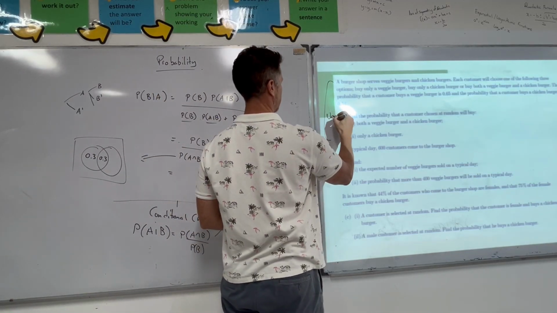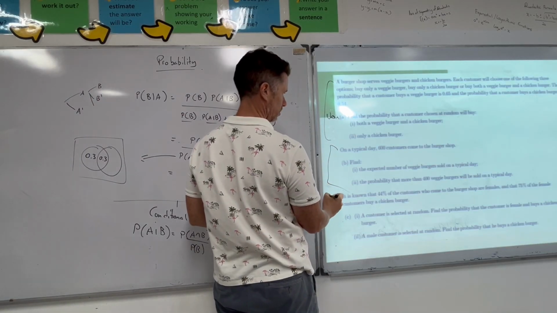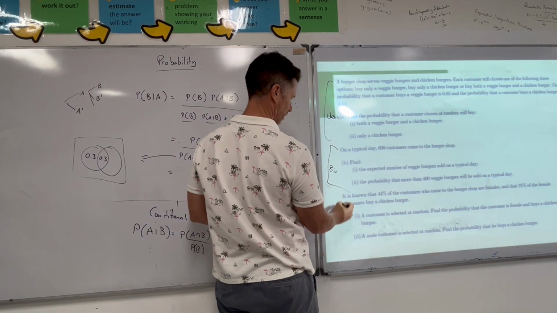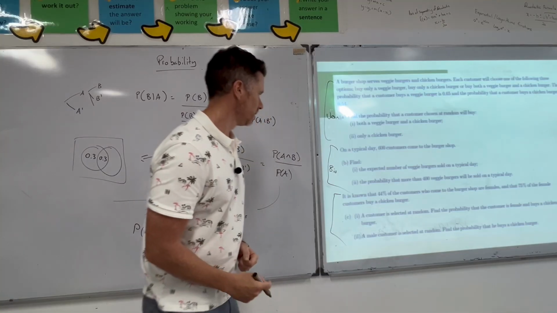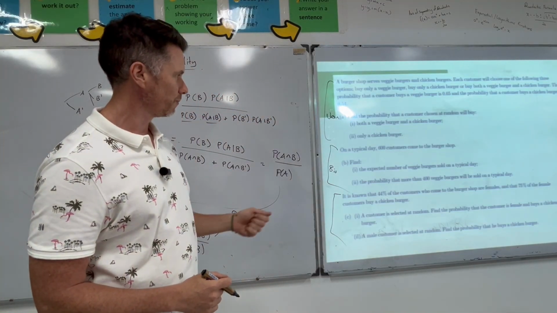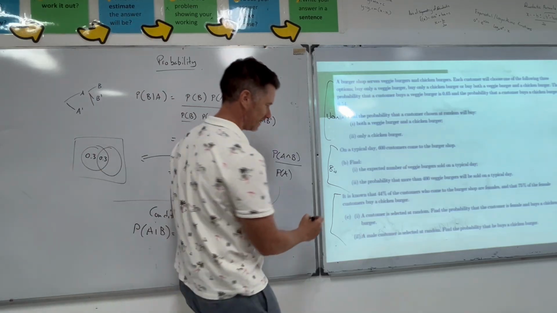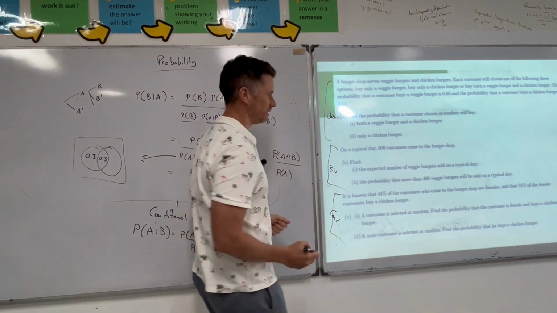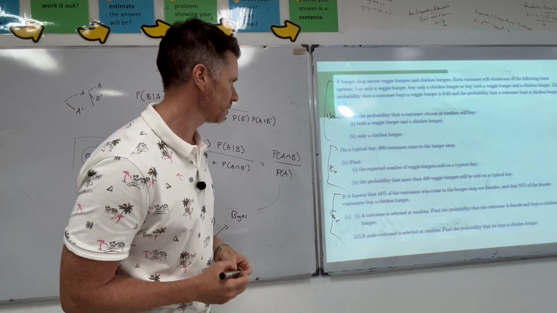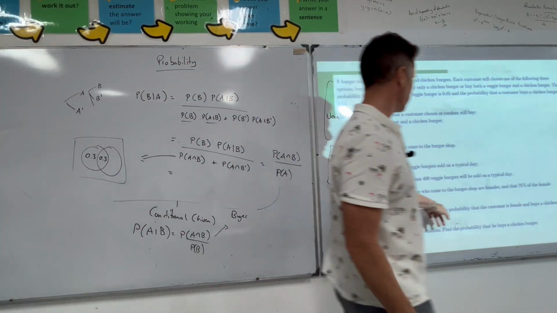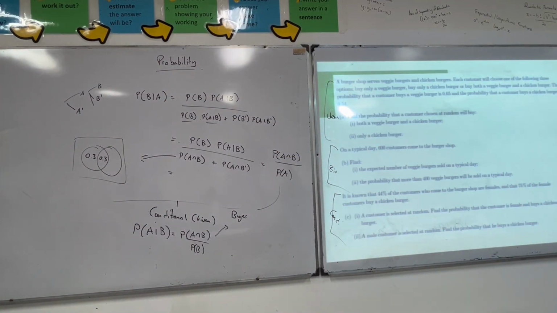I would do this as a Venn, and then I would switch here to binomial. I can already see here, it is known that 44% of customers who come to the burger shop are female. I think this is conditional. Given a customer is selected, find the probability the customer is female and buys chicken. You could use a tree diagram. Yes, I would draw a tree diagram here, and I know it's conditional, but you can just use the conditional probability formula.